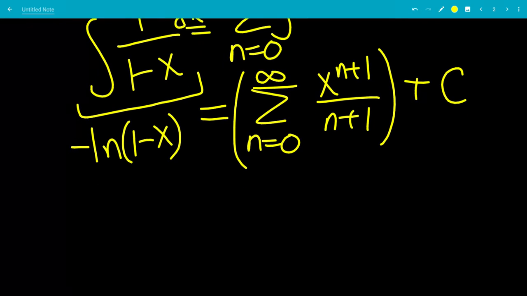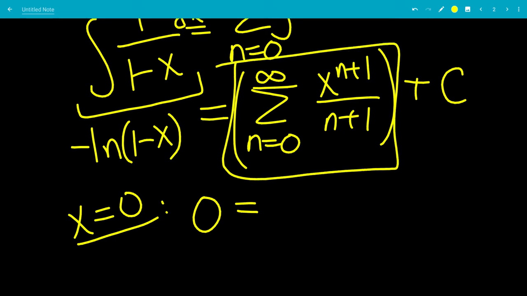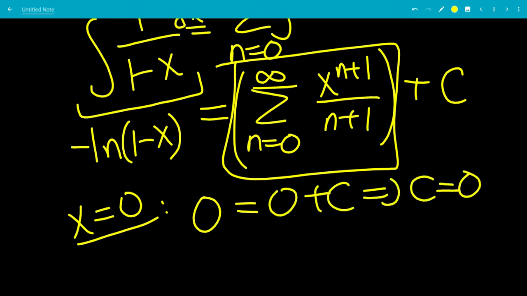Okay, so now what can we plug in to get the c? We know that ln of 1 is 0, so let's just plug in x equals 0. On the left-hand side, we get 0 equals the right-hand side. What do we get? We get 0 to the n plus 1, where n is bigger than or equal to 0, so we're never going to get 0 to the 0. We're going to get 0 to the 1, 0 squared, and so on. So this is 0 plus c. So obviously c equals 0.